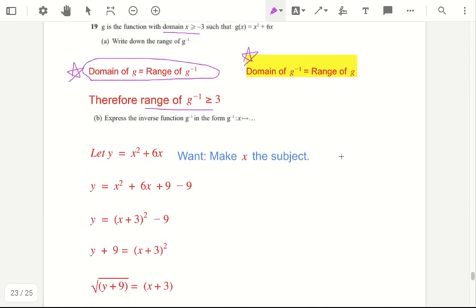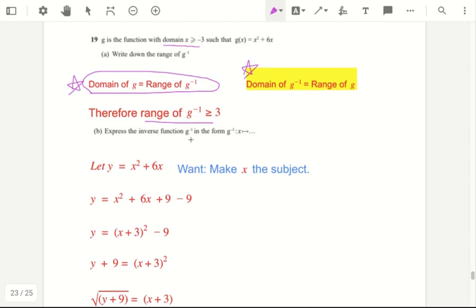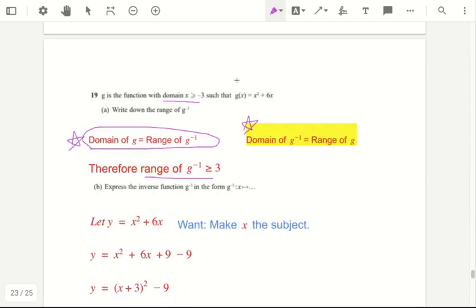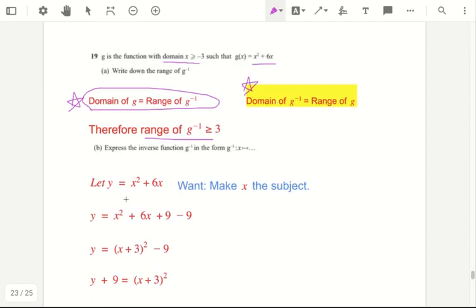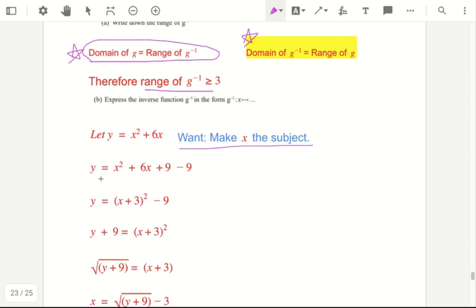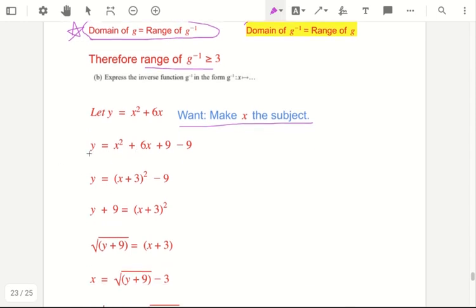Okay, then now we want to express the inverse function g inverse. So how do we do it? We first let y equal x squared plus 6x. Then what we want is to make x the subject. So we do this. Why do we do this? Because we want to complete the square. So this is how you complete the square.